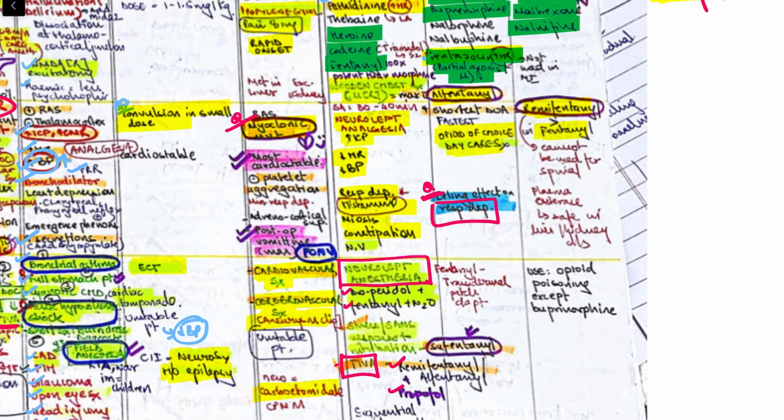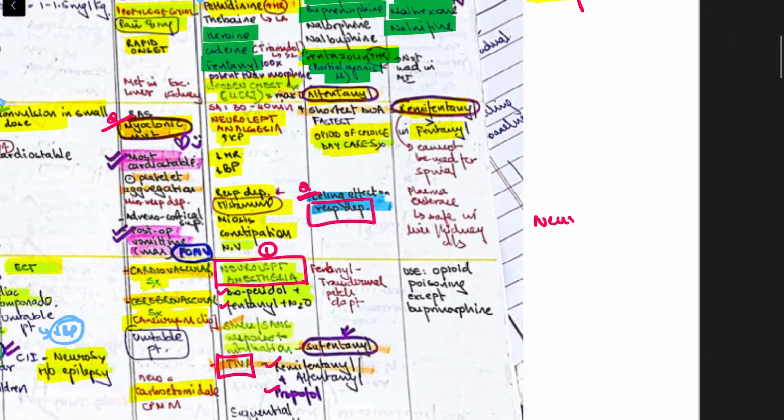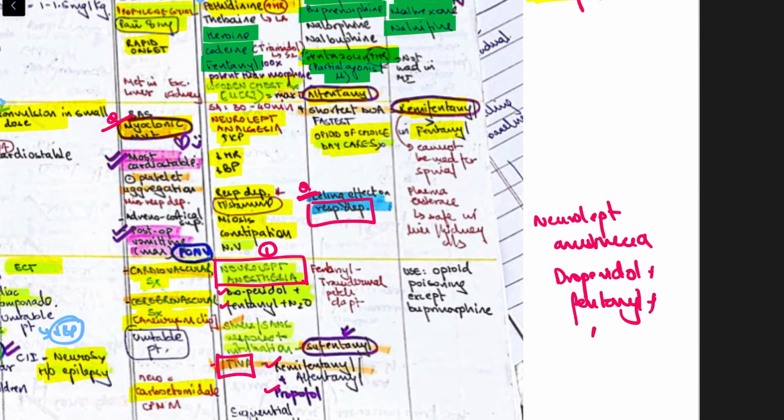Then one question is neuroleptic anesthesia. What is neuroleptic anesthesia? When we use droperidol with fentanyl and N2O. Okay? And next, these are the uses of opioids, obviously. First is neuroleptic anesthesia, where we give droperidol with fentanyl and N2O.